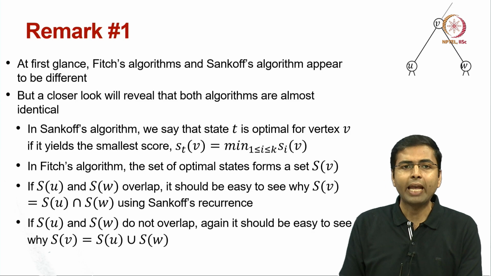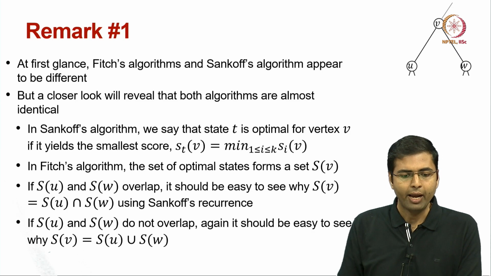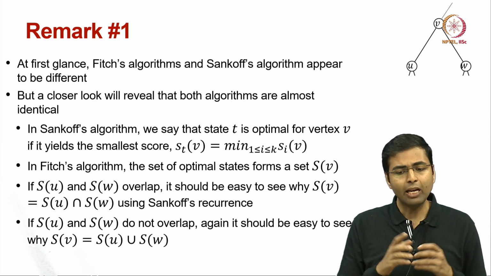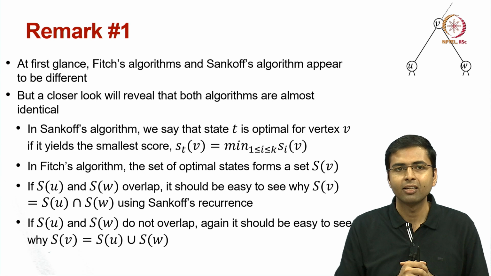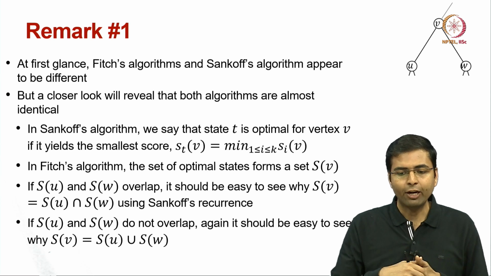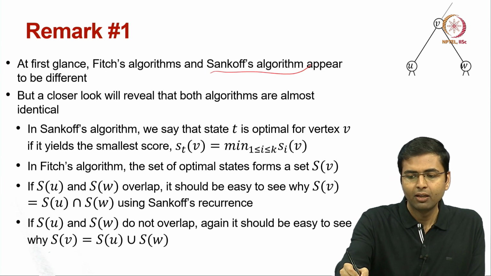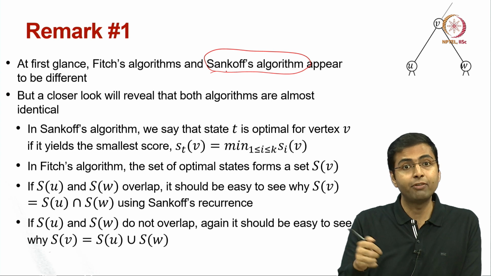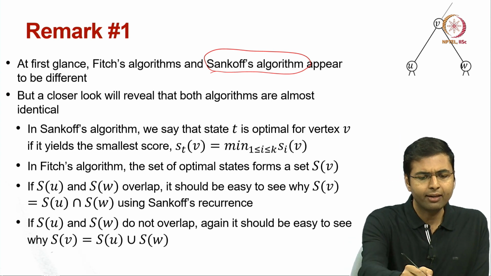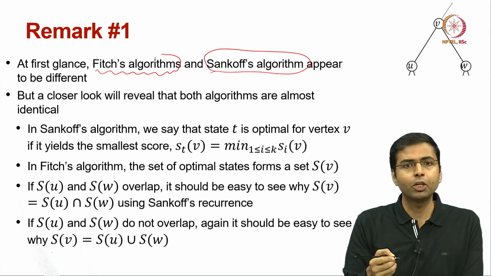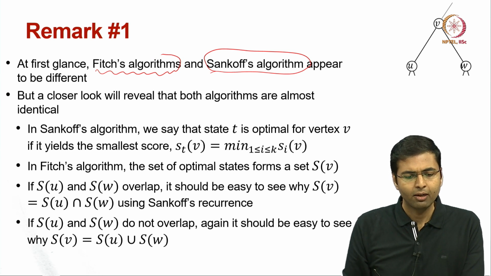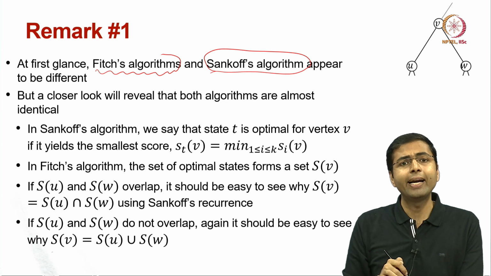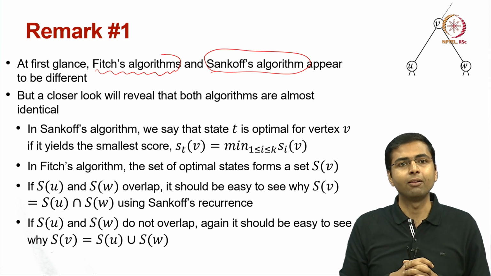Well, here is how one can prove the correctness. At first glance, both algorithms, that is Fitch's algorithm and Sankoff's algorithm, appear to be very different. Sankoff's algorithm was following a proper dynamic programming recursion which was very intuitive, whereas the way we are computing sets using union and intersection in Fitch's algorithm is not intuitive. But if you take a closer look, you will find that both algorithms are almost identical.